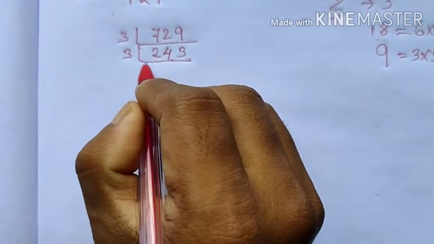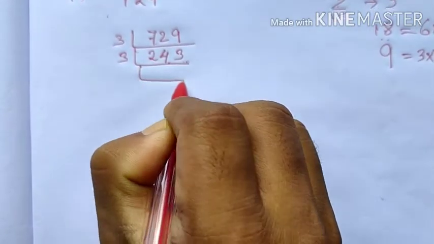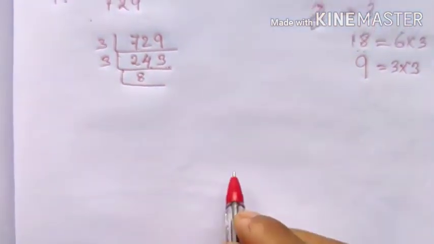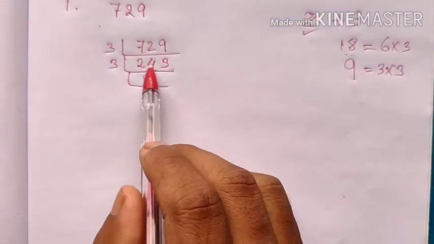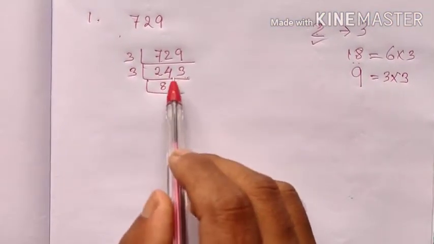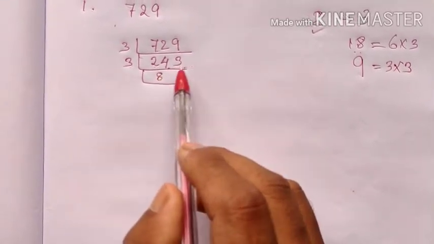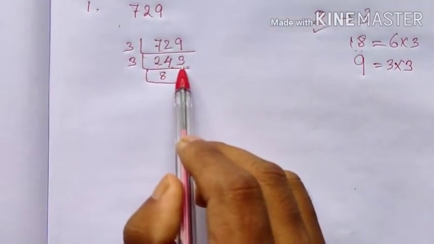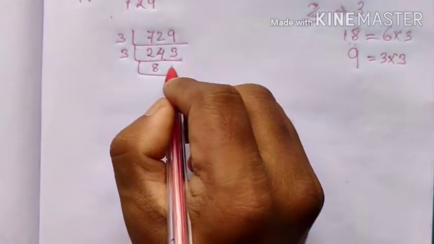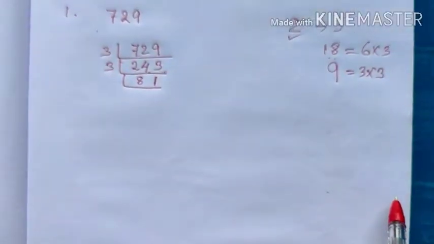So 3 into how much will be equal to 24 or near to 24? We know that 3 8s are 24. So 24 is already done here. So 24 minus 24 will be 0, so there will be no remainder now. So 3 will come alone. So 3 into what number will be equal to 3? We all know that 3 into 1 is equal to 3, right?